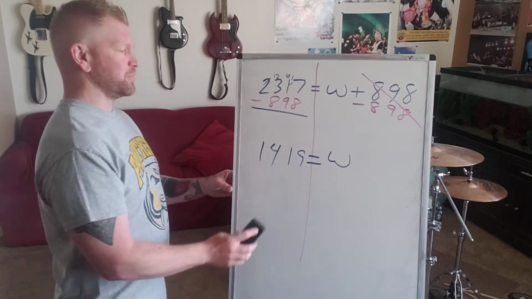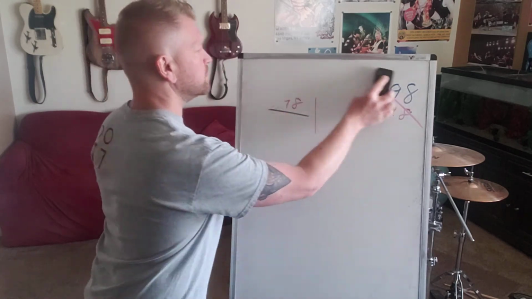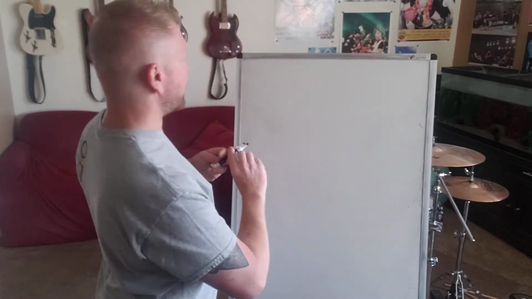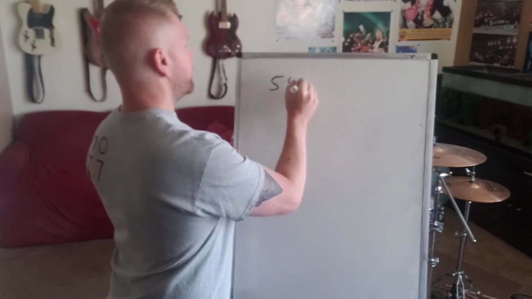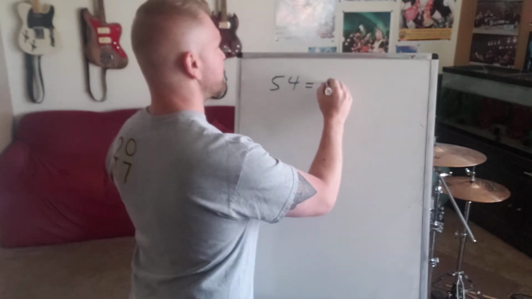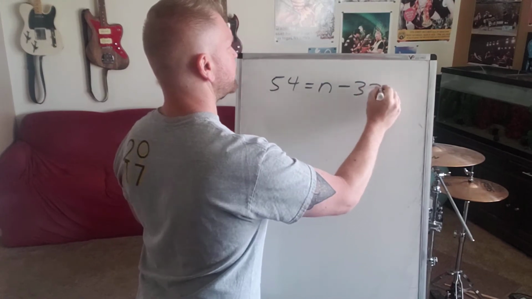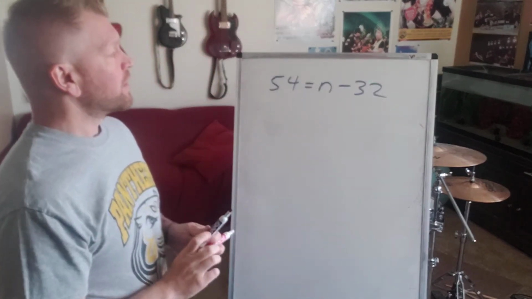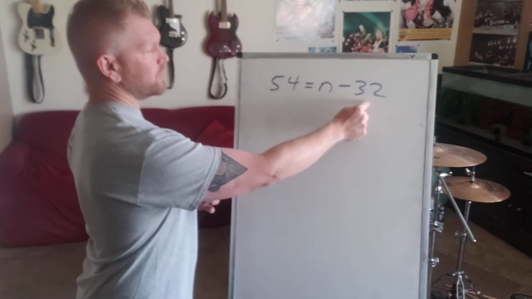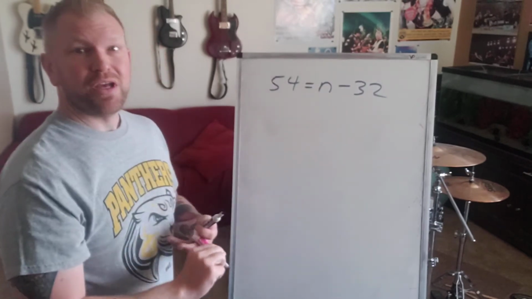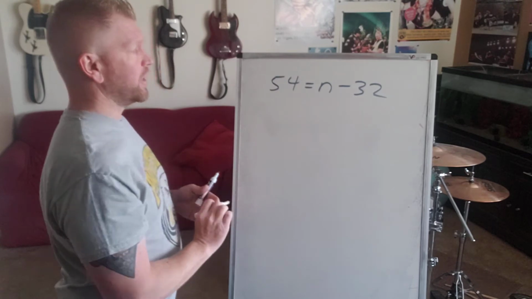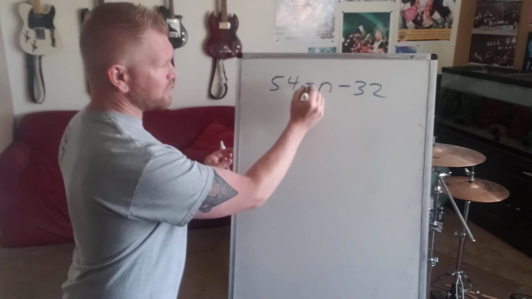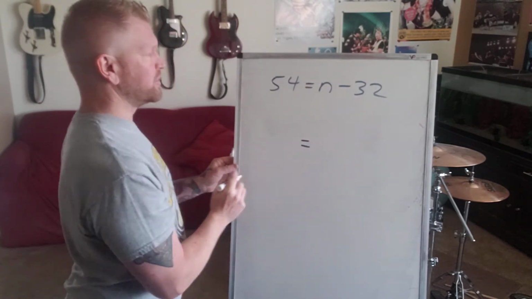Let's do some other examples. Okay, let's say the original equation is 54 equals n minus 32. Okay, so what number could you minus 32 and it equals 54? And there's an imaginary line right there. I'm going to keep it imaginary and not draw it. That's fine, as long as the equal sign comes straight down on that imaginary line.